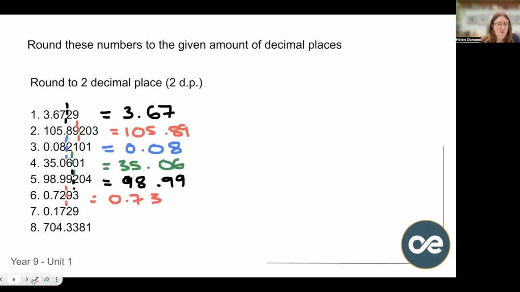Oh, wrong way. And on the blue, so same in here, this doesn't round up, 0.17, and nor does the last one here. Oh, no, it does. See, you've got to look carefully. You put the line in, so 704.34 because the 8 rounds us up. Just check those, make sure you've got them correct, and then we'll move on to the next step.